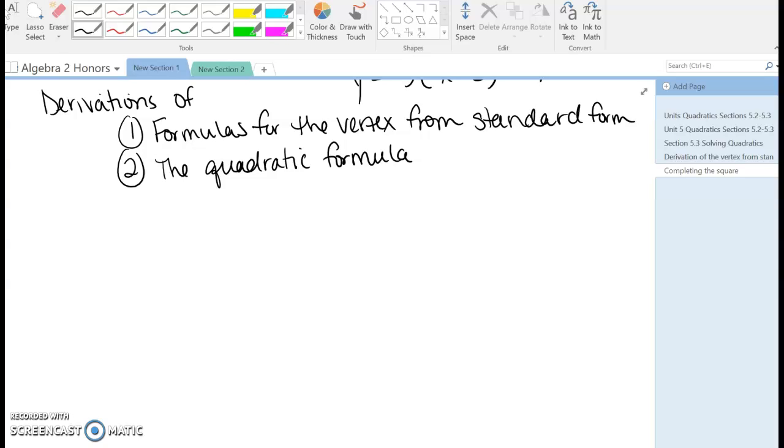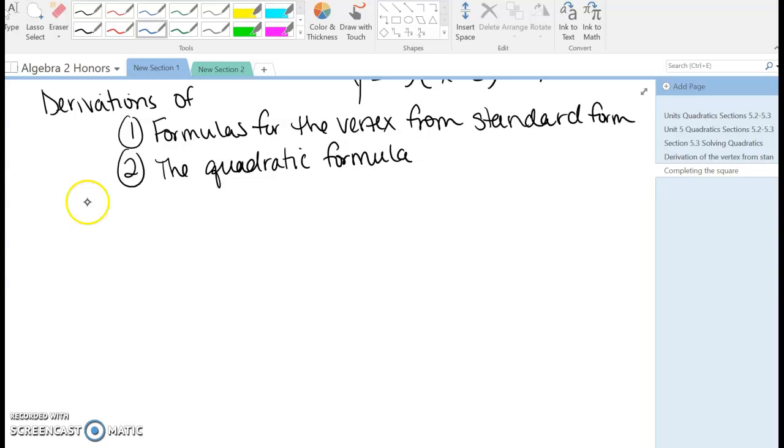Okay, in this video, we're going to go through the derivations of the formula for the vertex from standard form and the quadratic formula. If you have not yet fully grasped the concept of converting a quadratic from standard to vertex form using the completing the square method, you're going to want to go back and watch that video first because we're going to use that strategy as we move through here.